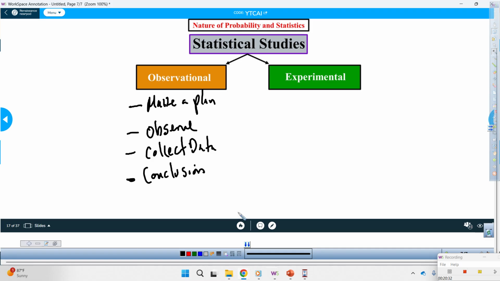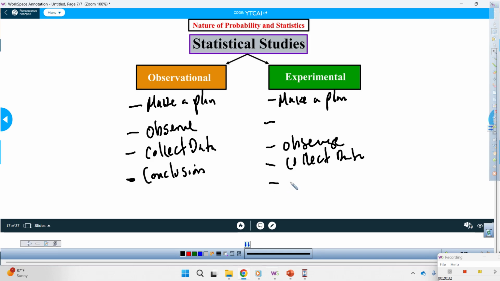Now, observational is just a tiny bit different from experimental. Only one step different. Here it goes. Make a plan. I'm going to leave this blank. From there, I observe. From there, I collect data. And at the end, I have a conclusion. However, experimental has a specific portion that's a little bit different. So, neighbor, what shall we write here? What was different on experimental?